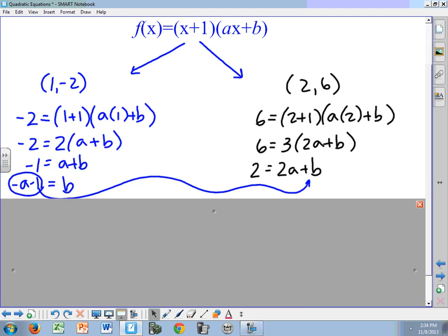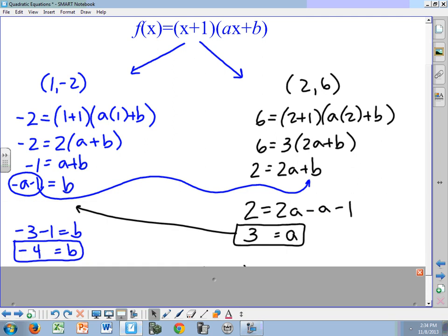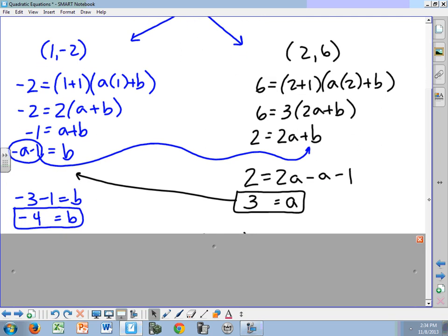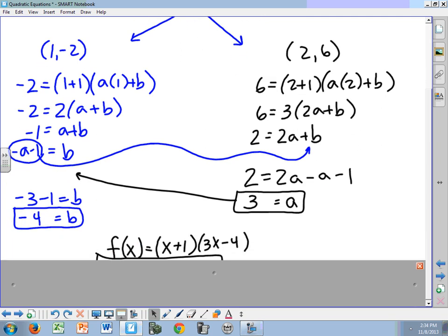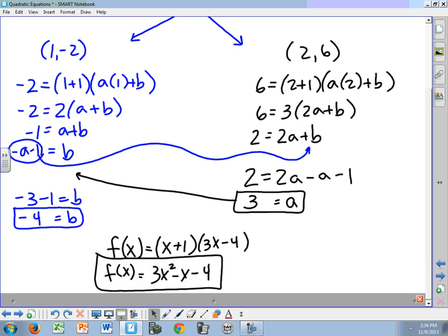On the left, I solve for b in terms of a, then substitute it on the right. Solve that out for a, you get 3. Back substitute, you get b = −4. Plug that back in here, you get 3x − 4, and then multiply it out. And there is the second situation where the x-intercept is given. You should be able to do numbers 4, 5, and 6 now, and then come back to this video for the third part.